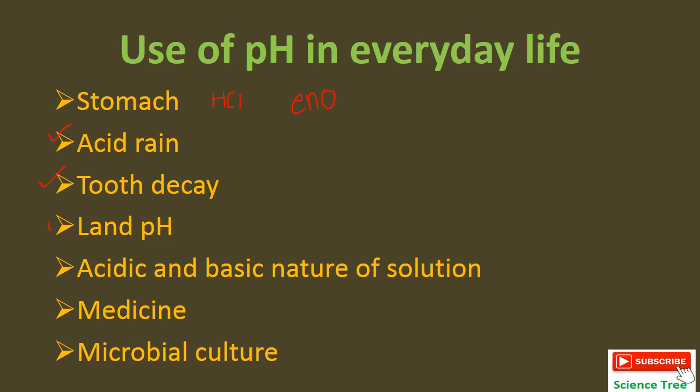Soil pH is very important to know the fertility of soil, and pH is also used for the acidic and basic nature of a solution, so that we can easily know what the strength of a solution is. It is used in medicine and microbial cultures, and microbial cultures are basically the mediums in which we can grow microbes.